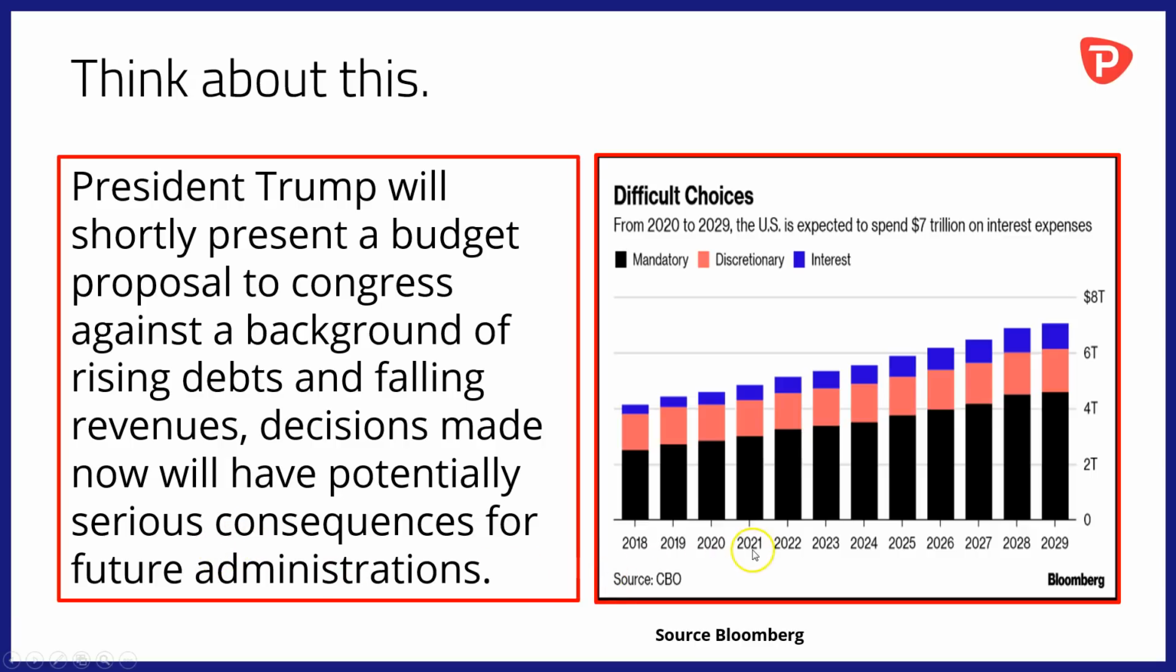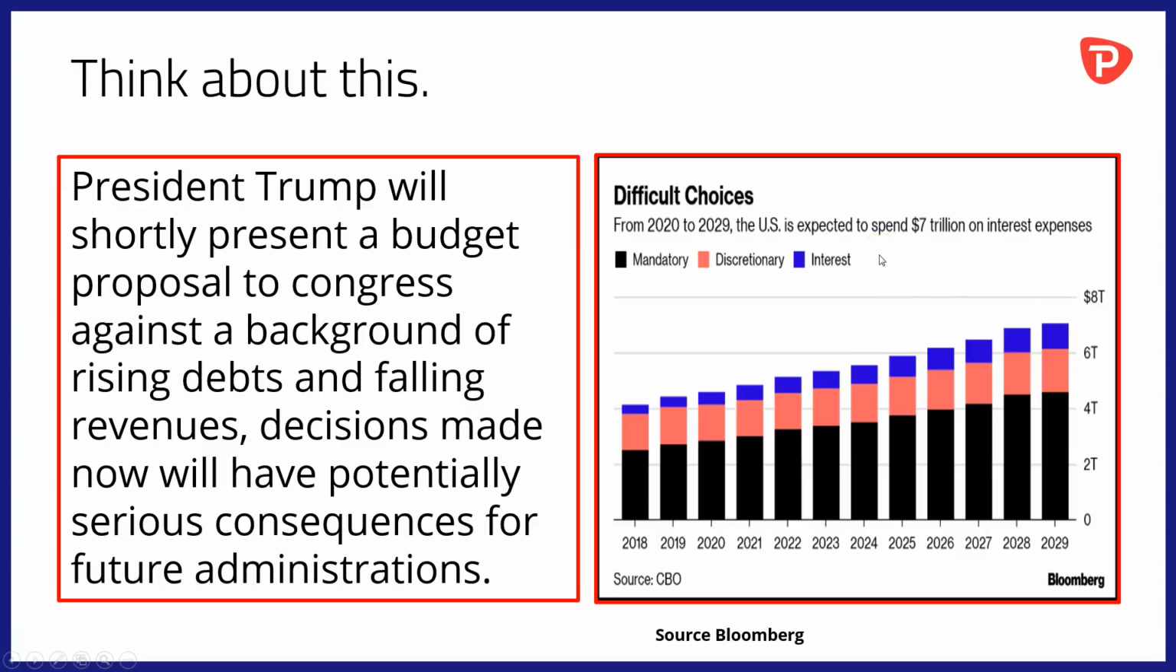And the chart on our right breaks down government spending in the US. The areas in black are mandatory, things they have to pay for. The areas in pink, discretionary programs there, and the area in purple, interest repayments. As you can see, as we move forward out to 2029, those interest repayments grow sharply.